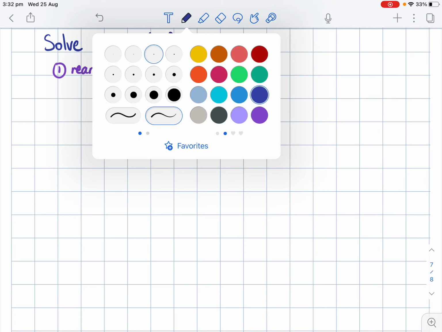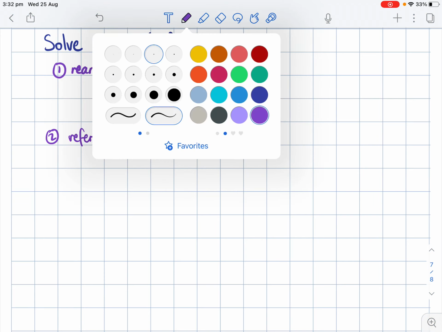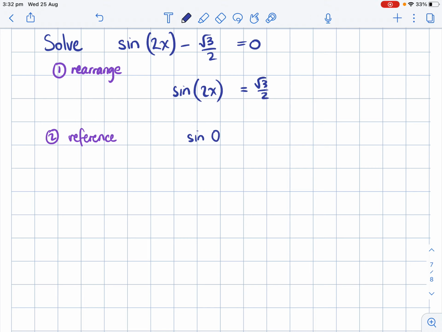Second thing I do is I find my reference angle. This is where I use the exact values table, and I'm going to find out what the angle is for sine that equals root 3 on 2. And sine of root 3 on 2 is when we have an angle of pi on 3 radians. So that's my reference angle. That's my solution in the first quadrant. Okay, so I know that everything's going to be related to pi on 3 now.